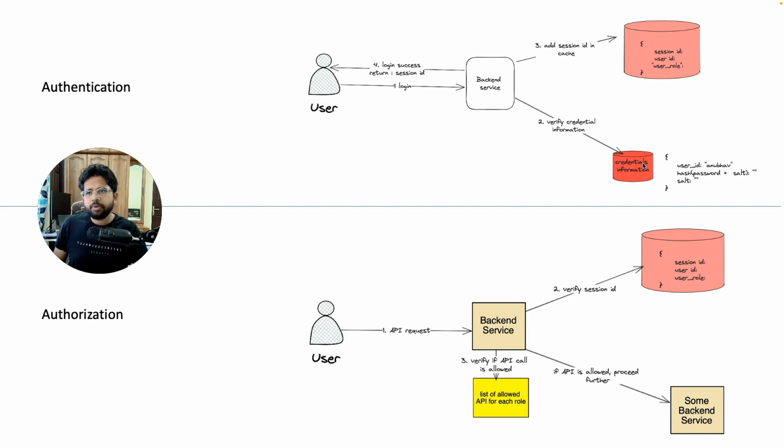The idea is that you verify the credentials from the database, and once you verify the credentials, you generate some random GUID, which you can call a session ID. Then you put that session ID in the database or your cache or Redis, whatever. And then you return the session ID as a success to the user.